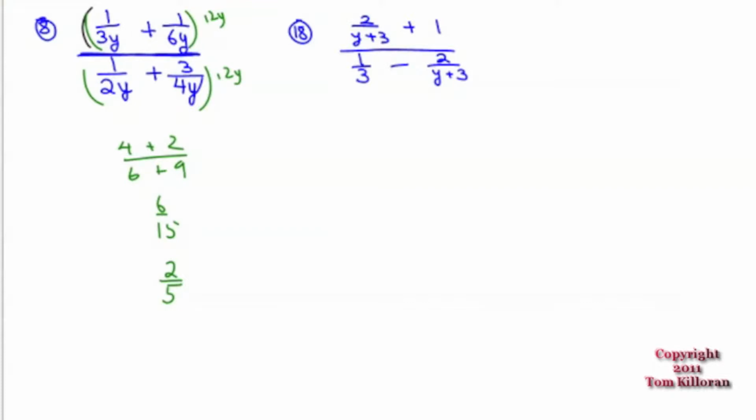Good. What's the common denominator? 3 and y plus 3. 3 from over here, and y plus 3 from here and here. So you multiply everybody by 3 and the quantity y plus 3. Make sure you distribute to every single term.